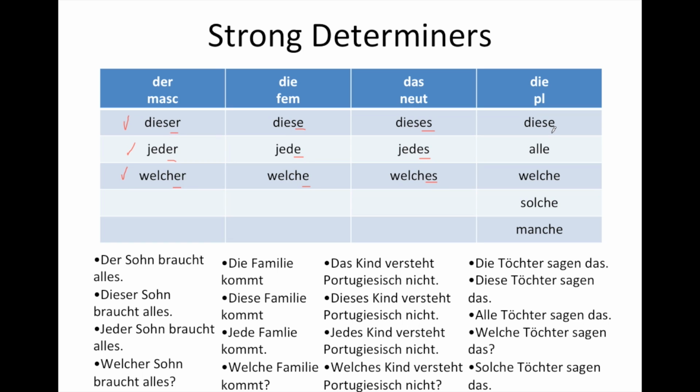And for plural nouns, my determiners have to end with an e. Diese, alle, welche, and then solche and manche are determiners that are only used in the plural. Solche means such, and manche means some, or many.